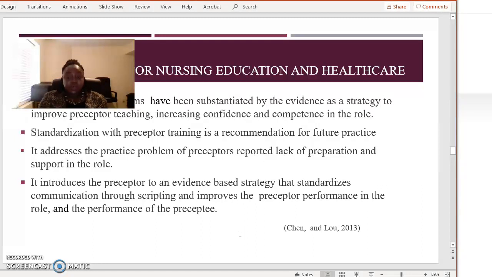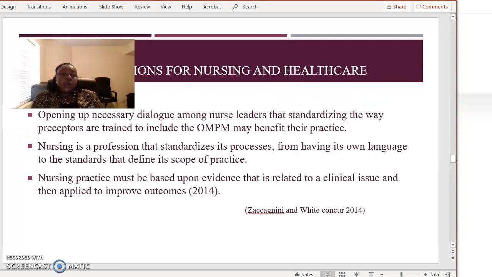So with this, once the preceptor is prepared, going through the process, the preceptor is able to have the confidence that whatever he's going to teach the students will be understood, and the students are also going to get timely feedback. It also introduces the preceptor to an evidence-based strategy that standardizes communication through scripting and improves the preceptor performance in their role and the performance of the preceptee as well. It's also with implications for nursing and healthcare.